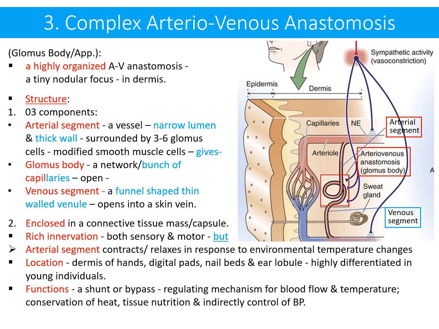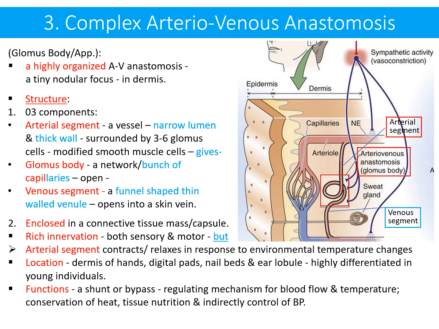It is richly innervated both by sensory and motor nerves. One thing to remember is that arterial segment is independent of both sensory and motor innervation. It contracts and relaxes in response to changes in the environmental temperature. This arrangement is located in dermis of the hand, digital pads, nail beds, and ear lobules.